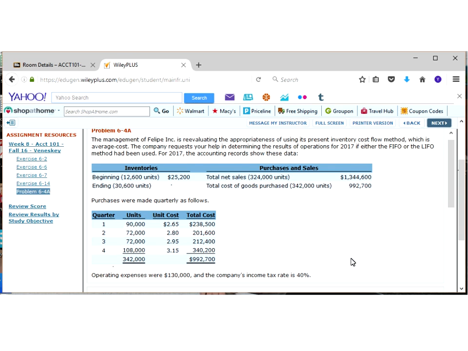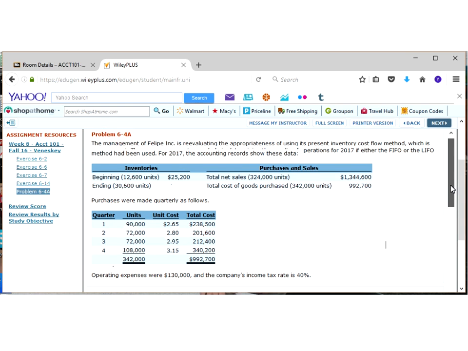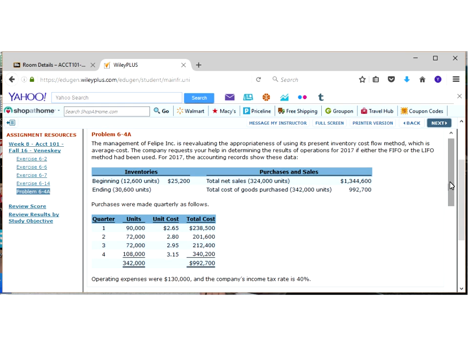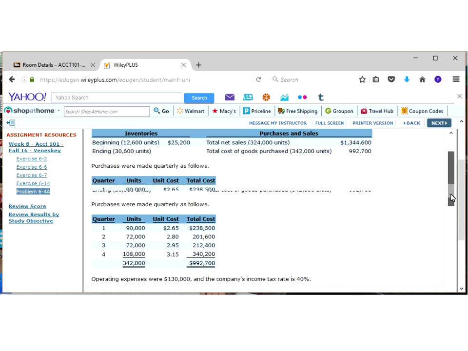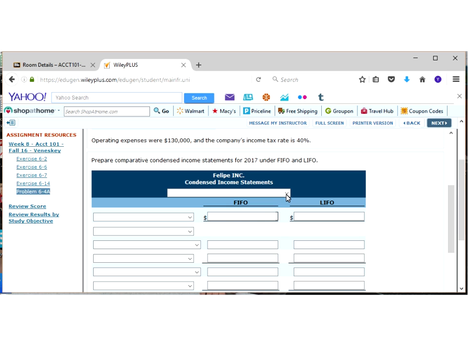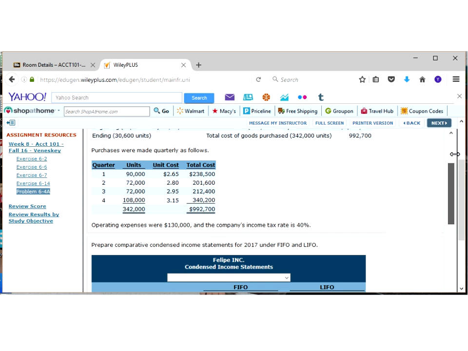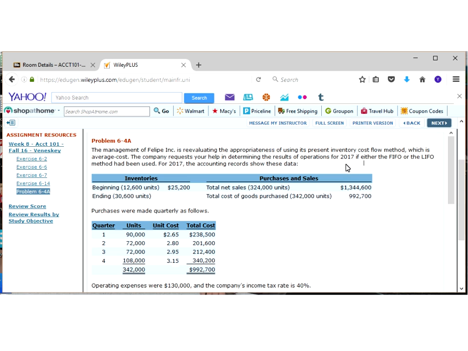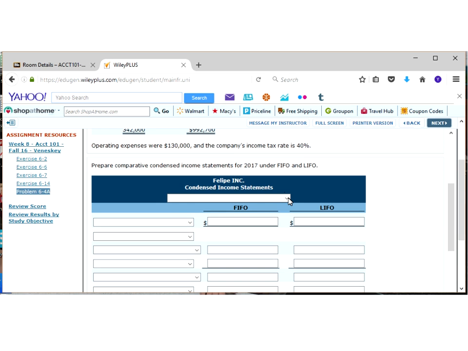If you remember back to my first video, using FIFO or LIFO could make a difference in your taxes because one of them will most likely give you a higher or a lower net income. So let's start looking through here, and I'm only going to do this for the FIFO side. But let's start filling in this income statement. Now, I believe we're doing this for the year, but let's just make sure. We're given the results for 2017. Yep, I don't see anything that says anything about a month.